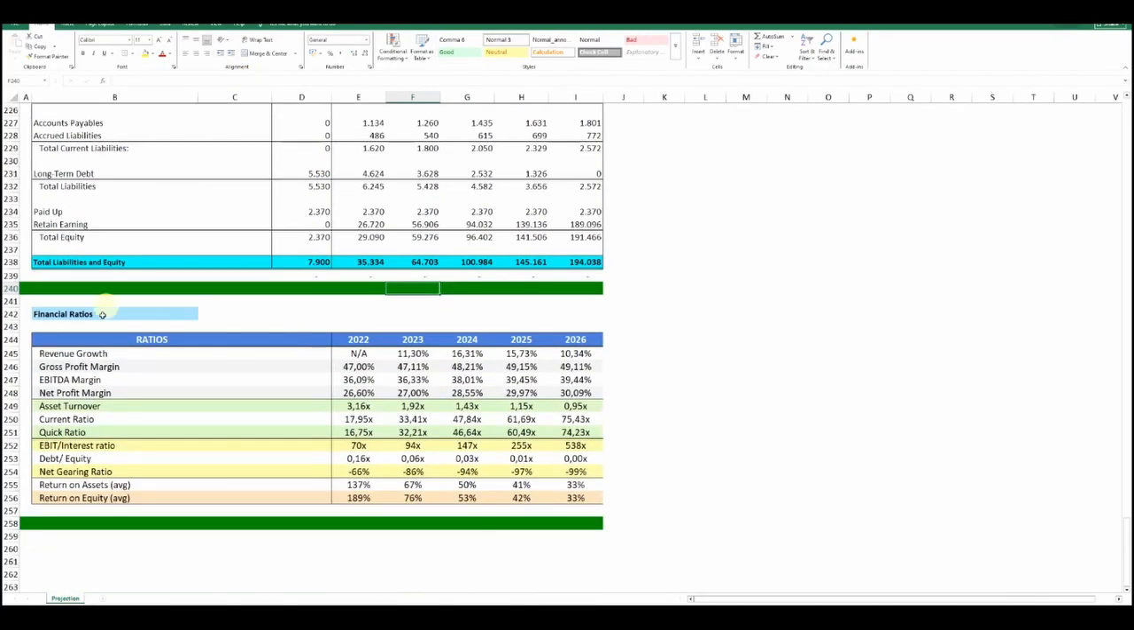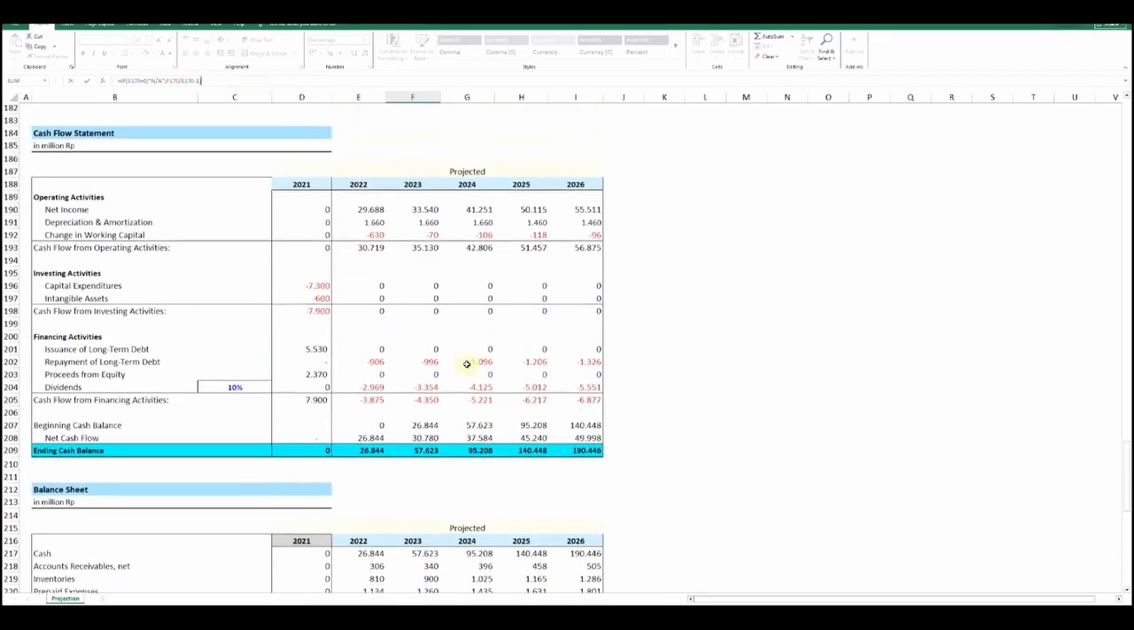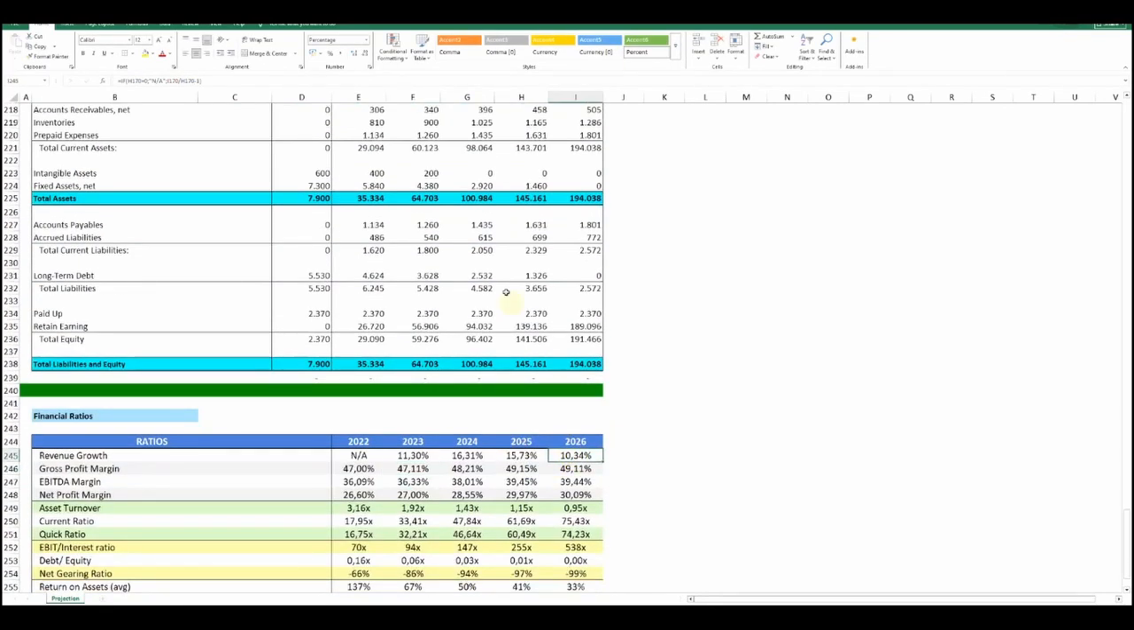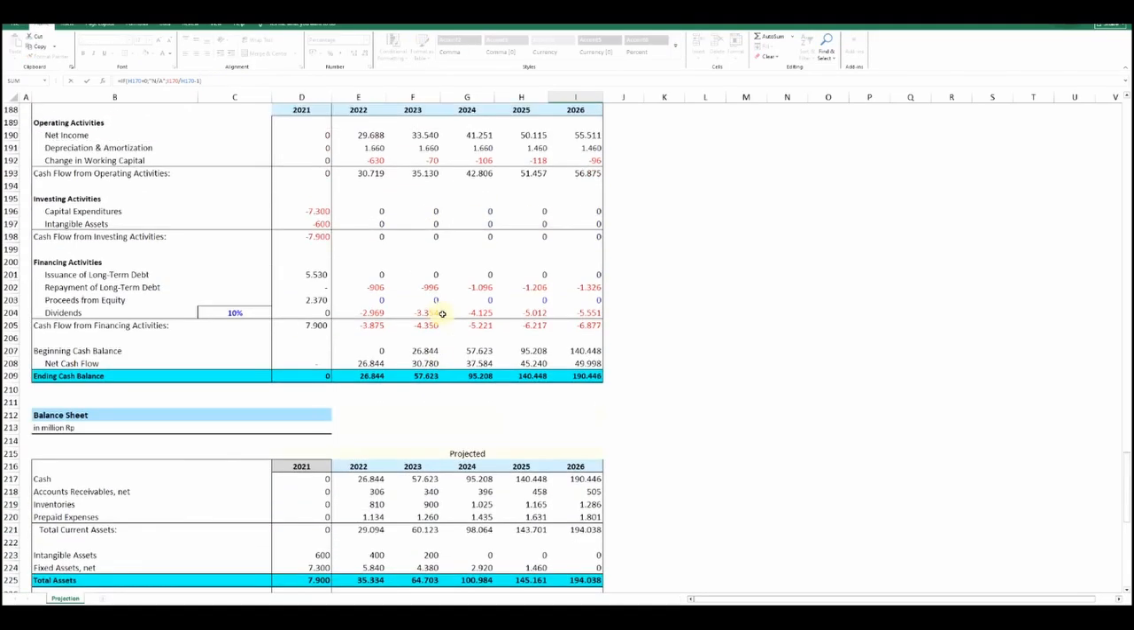At the end, there are financial ratios. I wouldn't show all of them, just a few commonly used calculations. On the first line, there's revenue growth. This value is calculated from the percentage increase in revenue this year compared to last year. It's useful to see whether our business is growing, staying steady, or actually declining year by year.